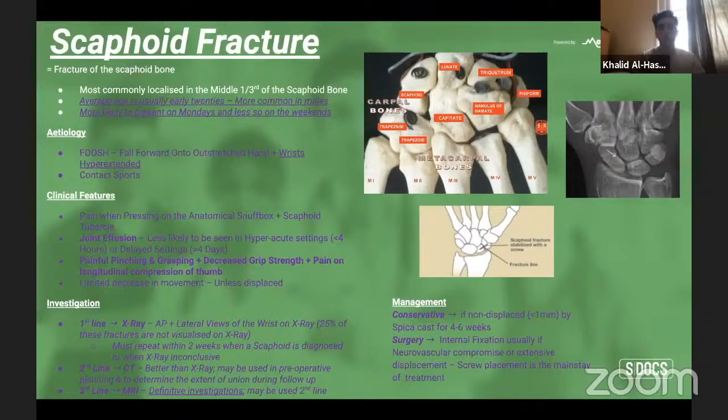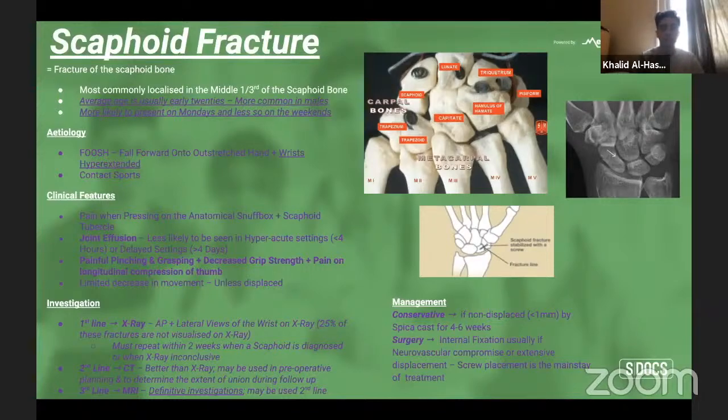Second line that we can opt for is CT. However, MRI is usually the definitive investigation, and therefore we may opt to use this second line as opposed to CT. The CT, however, is better than X-ray, is used for preoperative planning, and also determines the extent of union during follow-up. Management, conservative or surgical.